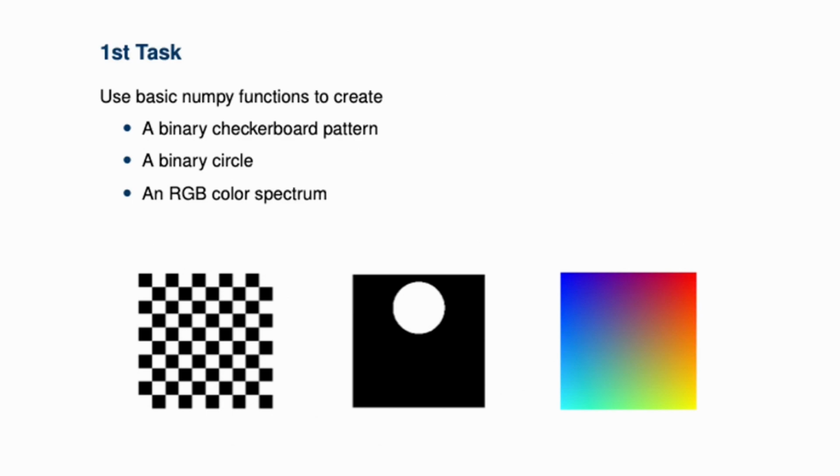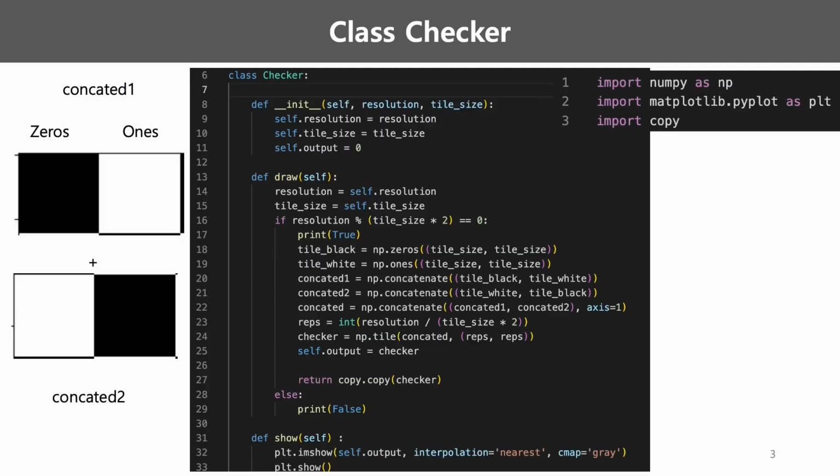checkerboard pattern. So let's define a Checker class that creates and displays a checkerboard pattern. First, we should import NumPy and Matplotlib libraries. Second, the class has three methods: init, draw, and show. The init method is the constructor which takes two parameters, resolution and tile size. Resolution defines the number of pixels in each dimension of the whole pattern. Tile size defines the number of pixels that an individual tile has in each dimension. And the output variable is set to 0.